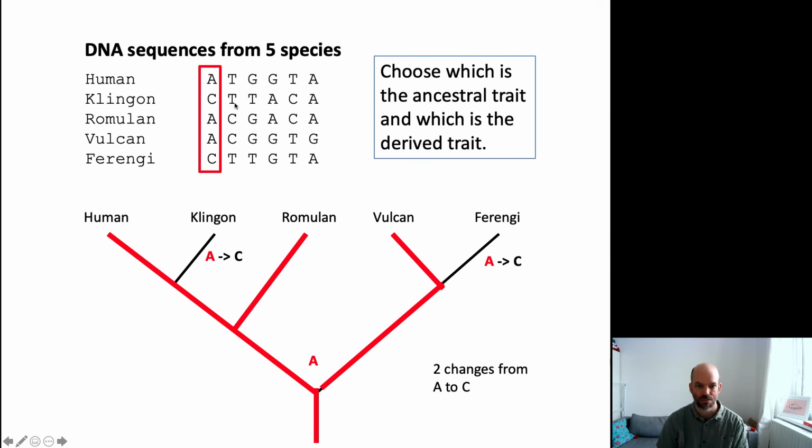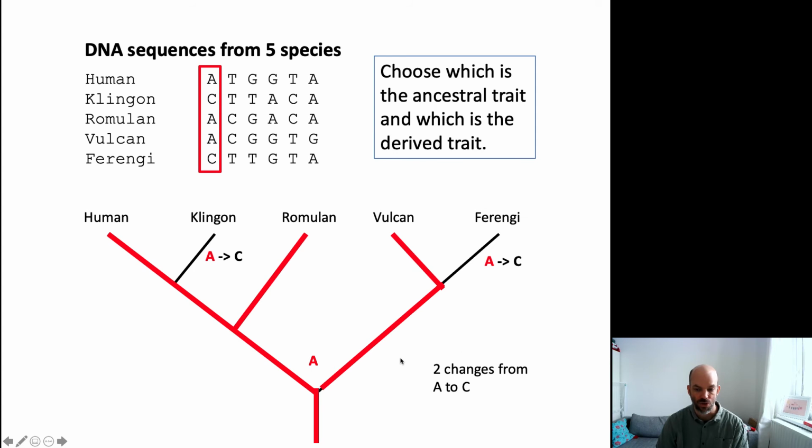An alignment is all of the DNA sequences lined up so that you can compare one position at a time. So if we look at the first position, we see that humans, Romulans, and Vulcans have an A in this position. Klingons and Ferengis have a C in that position. And so one way you could explain the observed data with a tree is if A was the ancestral state, then it changed to a C in the part of the tree leading to the Klingons, and it also changed to a C in the part of the tree leading to Ferengi.